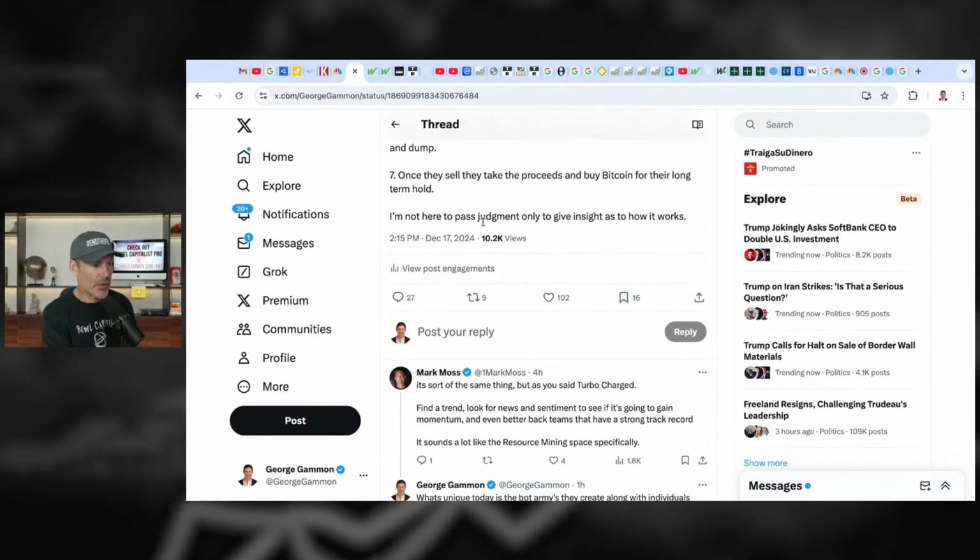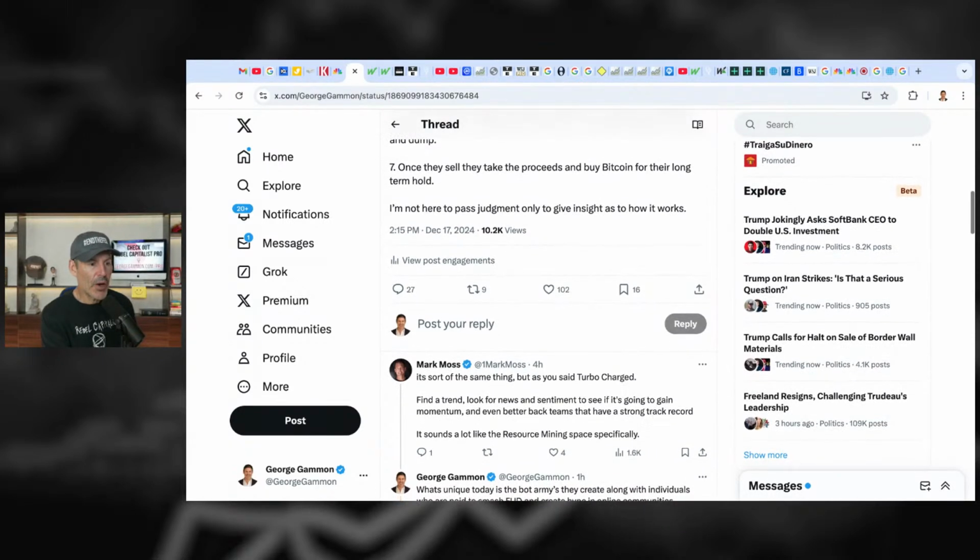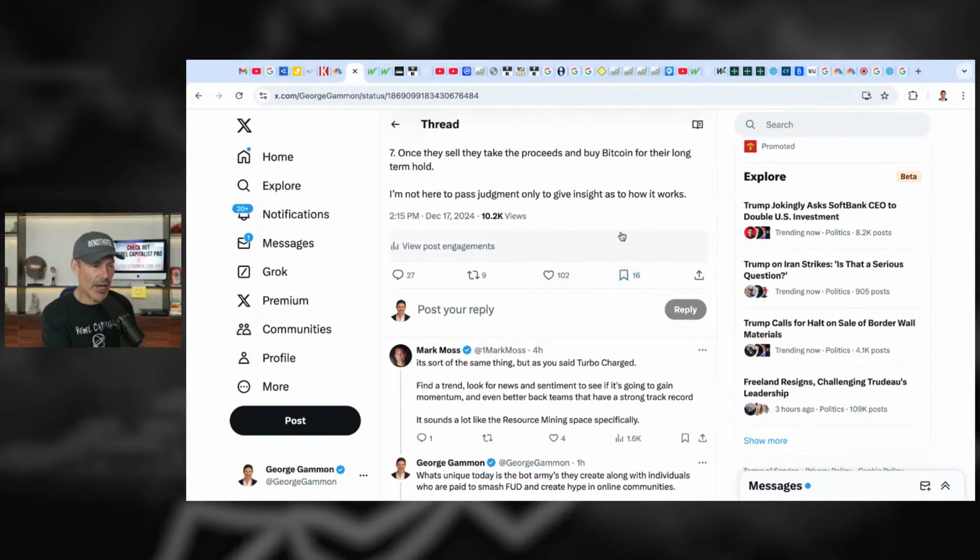So then I just go on to say, I'm not here to pass judgment. It's just giving insights as to how this works. So how does this play into the last story we did about the poor and middle class struggling and the economy completely propped up by asset prices? Because what we're seeing, to me, this represents another Jenga piece being pulled out of the bottom of the puzzle.